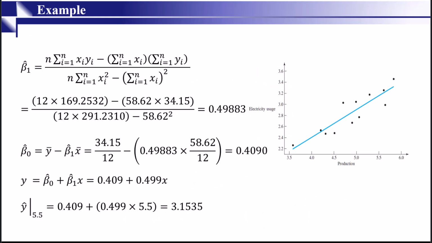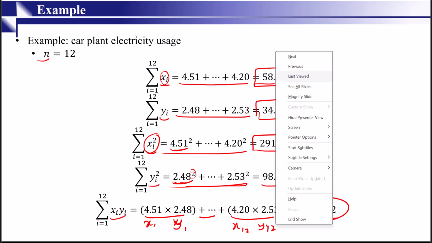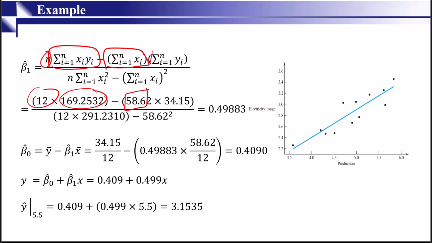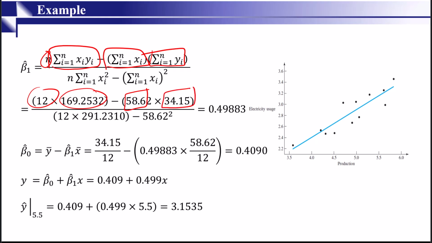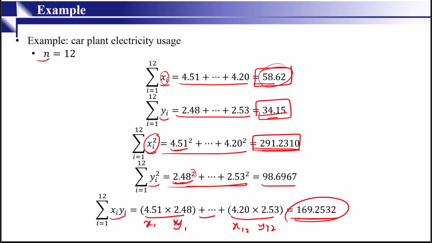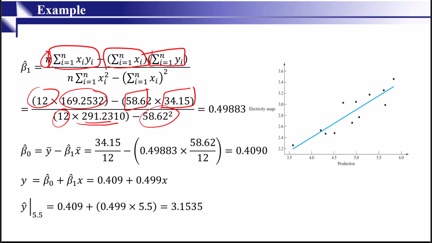The estimates of the slope parameter and intercept parameter will be very easy. We just put them in the equation. Our n is 12, right? We have 12 months. Then the sum of xiyi is this one. So 12 multiplied by this one, minus the sum of xi, 58.62, multiplied by the sum of yi, 34.15. Then n, again 12, multiplied by the sum of xi squared, minus the square of the sum of xi. If you do this, you come up with beta hat 1 as 0.49.